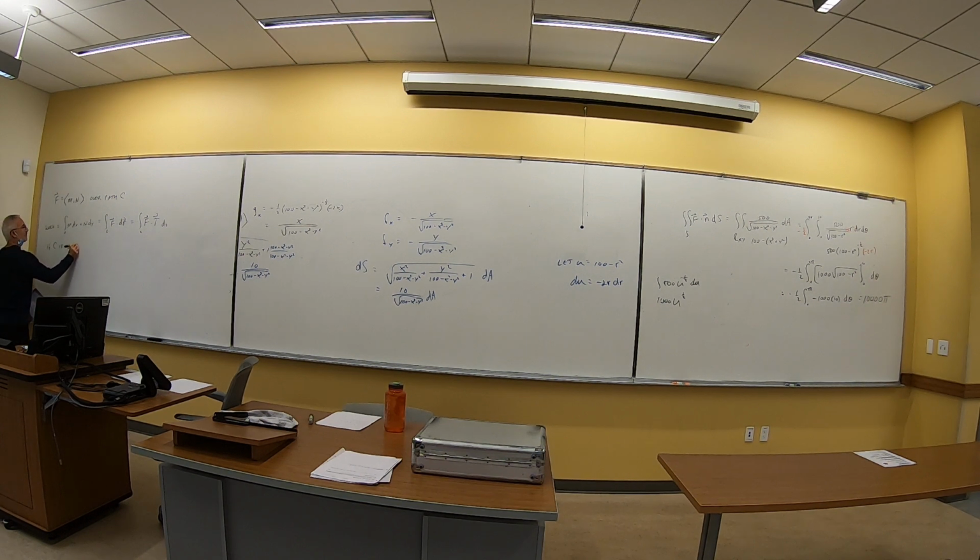Then what happens? If C is closed, then I go like this. All right. Now why is that important? Because the first one is straight up Green's theorem.